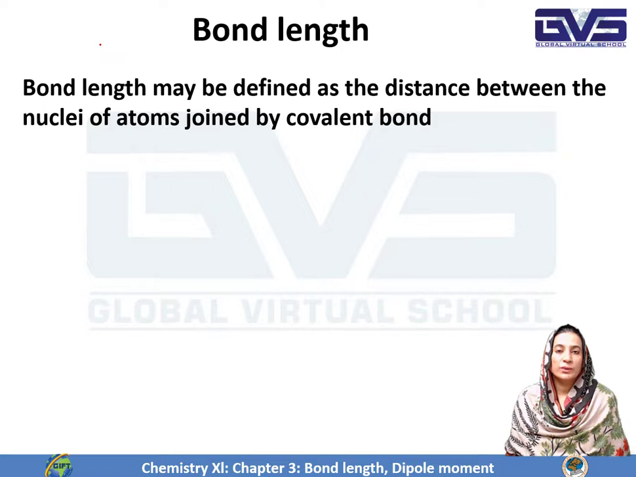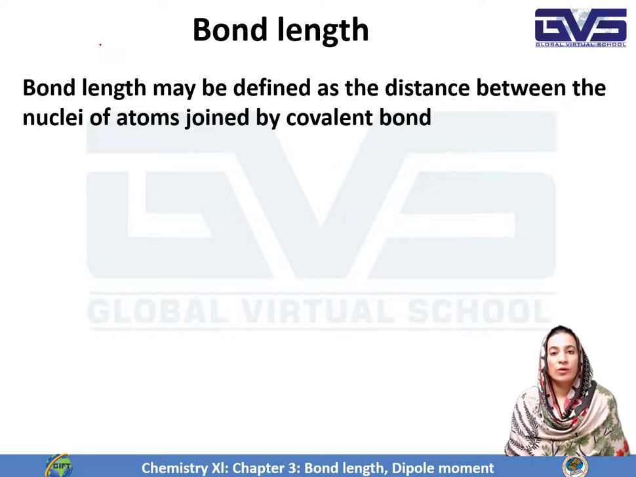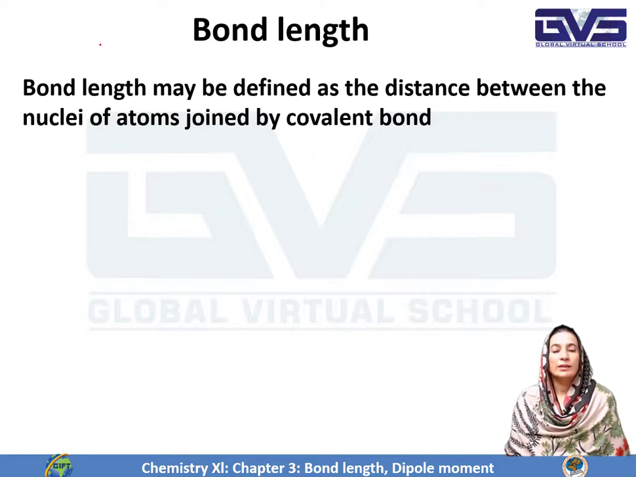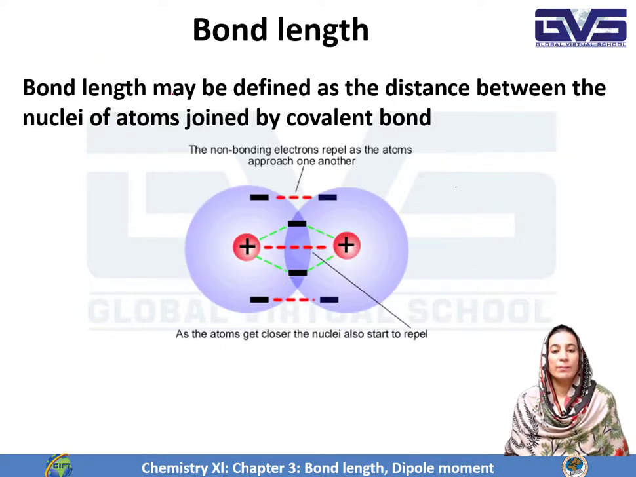Now students, what is bond length? As its name shows, it is the length of the bond. Of course, this will be the length of the bond between two covalently bonded atoms. Bond length may be defined as the distance between the nuclei of atoms joined by a covalent bond. And I have this example.